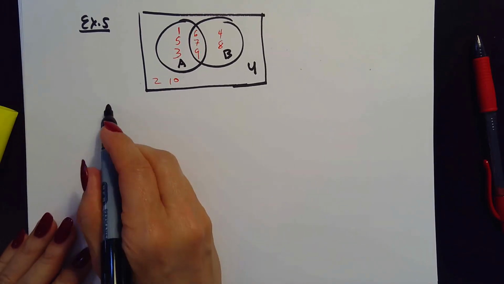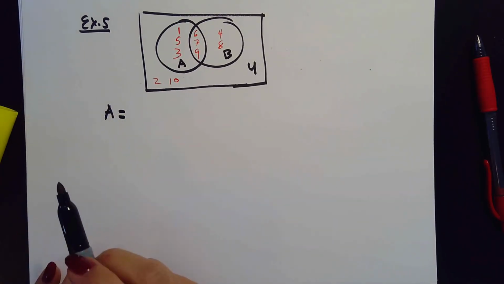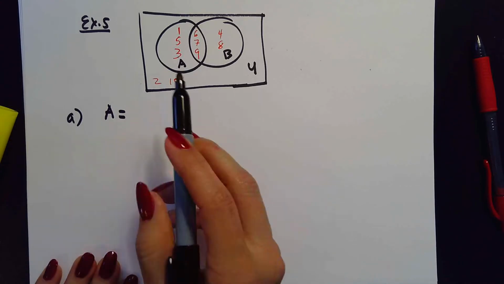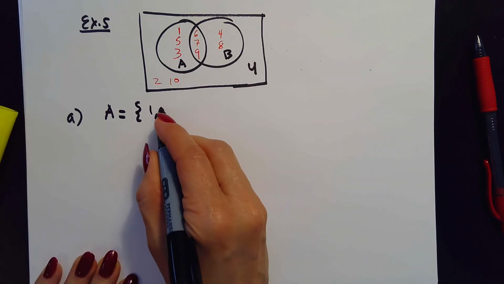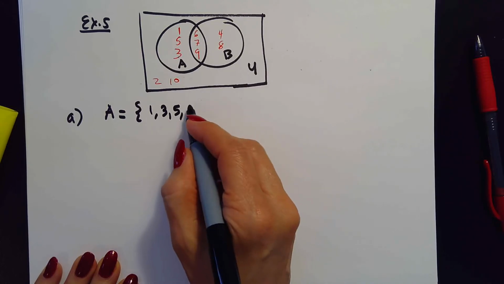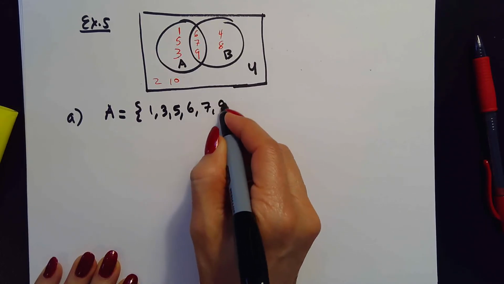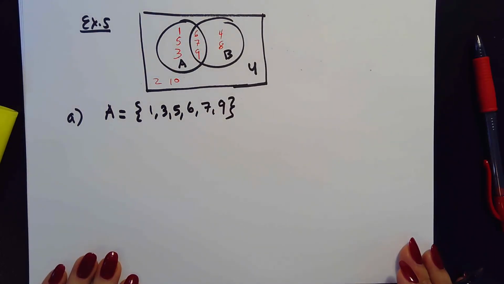Right, we're going to look at set A. For example, first one is set A. Well, you're going to list all the elements in A. So we have 1, 3, 5, 6, 7, and 9, right? All the elements in A.